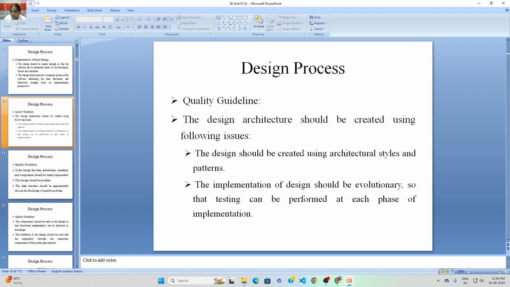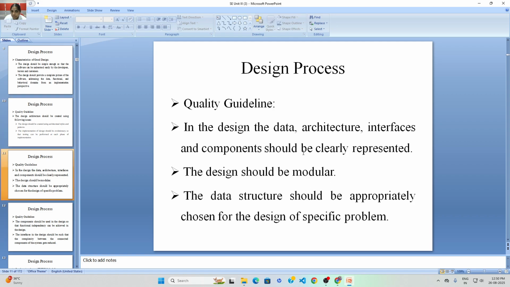That means here we have to represent what inputs we have given and how the process is going on there. Like this, first you have to create the design using architecture style and patterns. Then the next step is that the implementation of the design should be evaluated, so the testing can be performed at each phase of implementation.